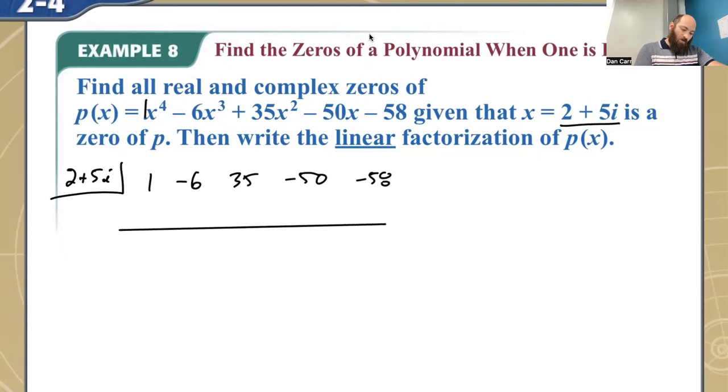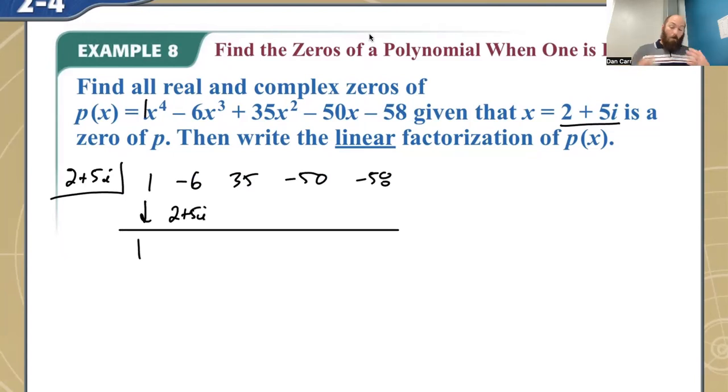Okay, so let's run through this process. It's just going to be a little bit more complex using the i's in there. So that's a 1, 2 plus 5i. If I distribute the 1, it's just going to be 2 plus 5i. Combine these together, I'm going to have -4 plus 5i.